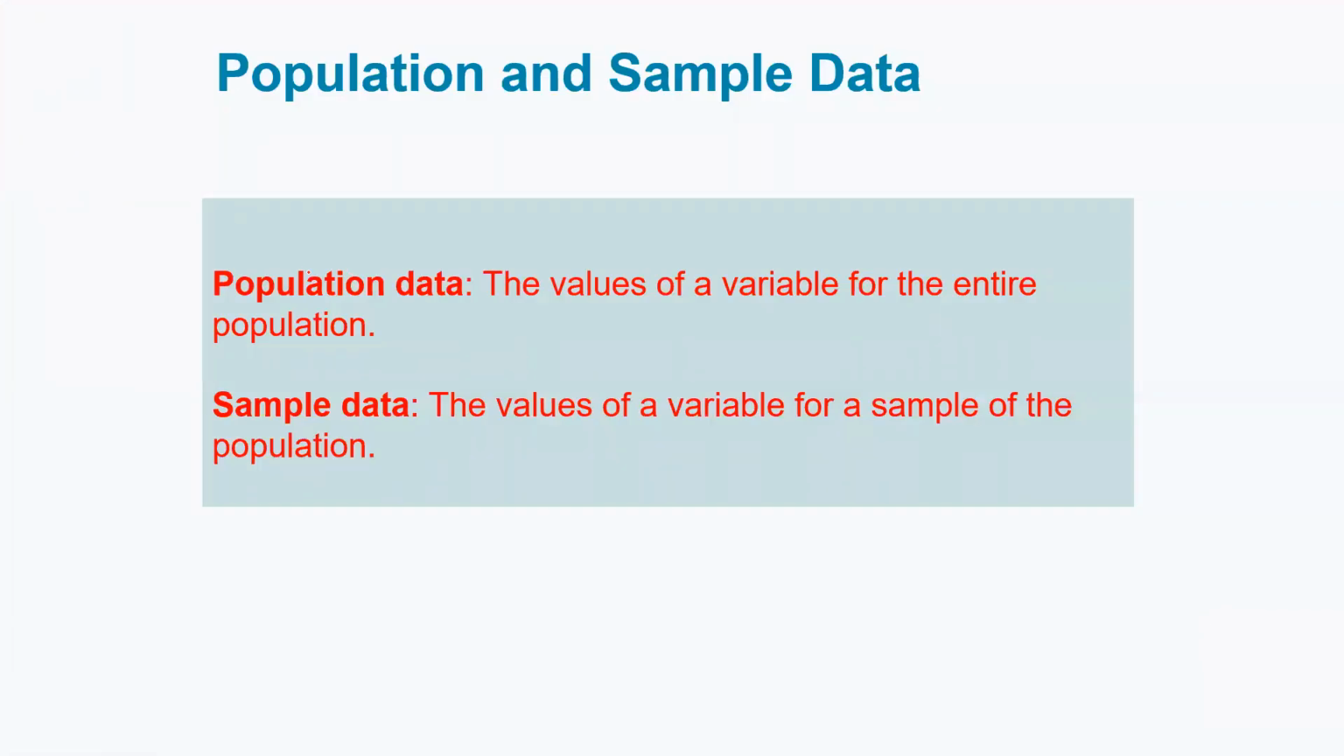And I want to talk real briefly about population and sample data and how they're related to each other, okay? So we've talked about this before. When you have population data, these are the values of a variable from an entire population, so it's complete info. When you have sample data, they're values of a variable from a sample of the population, so this is just incomplete info. And remember, it's just a subset of the population.